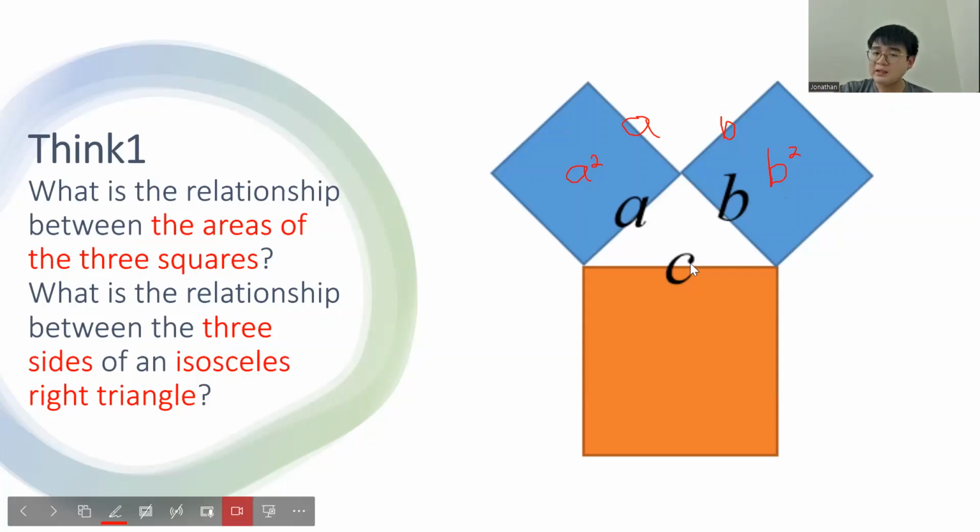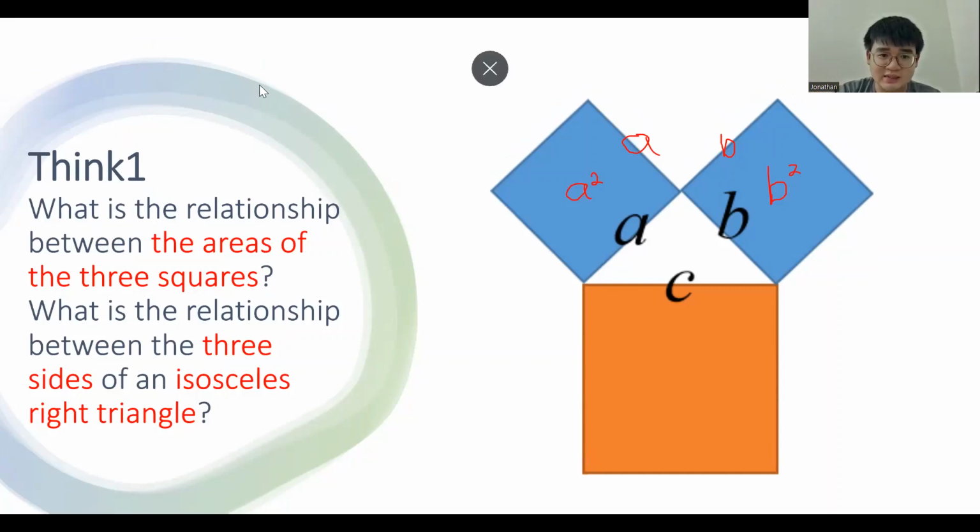And then if the length of the third square is C, what happens to the area of the third square? It becomes, yeah, C square. Is equal to C square.